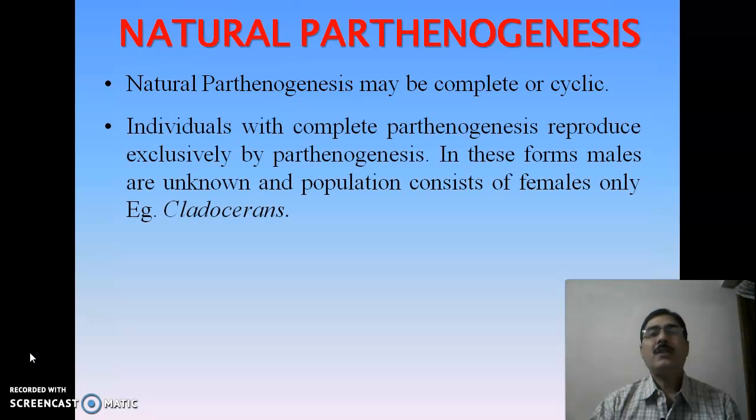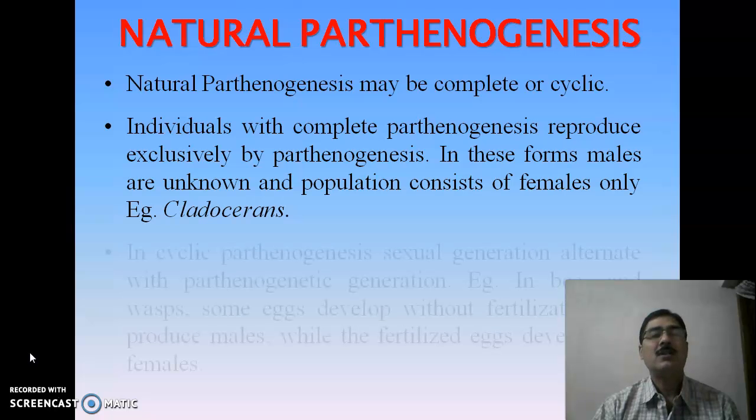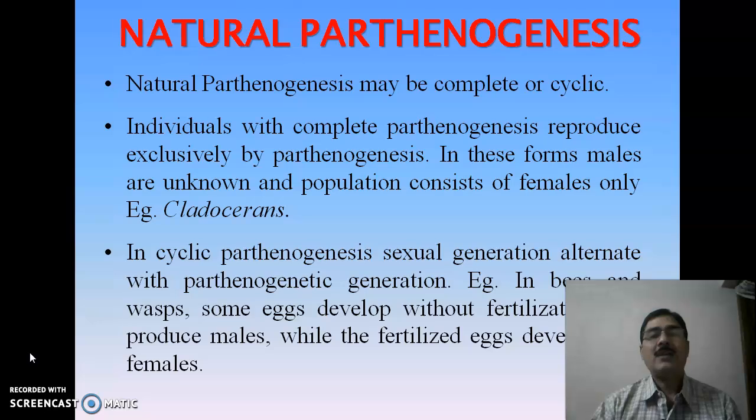The individuals with complete parthenogenesis reproduce exclusively by parthenogenesis. It means in these forms males are unknown and the population consists of females only, as you can see in the case of Cladocerans. In the case of cyclic parthenogenesis, the sexual generation alternates with the parthenogenetic generation.